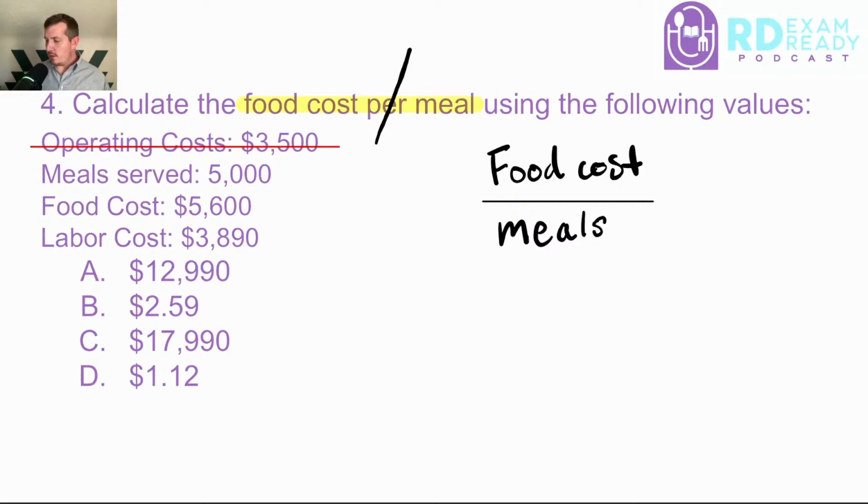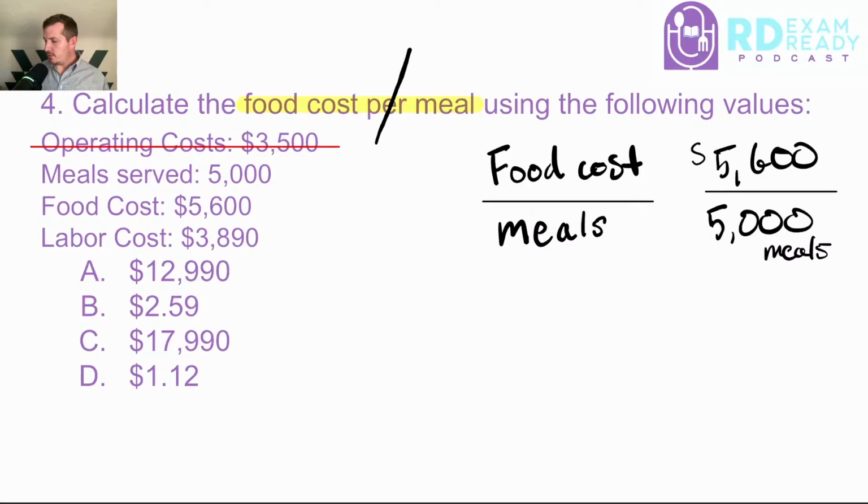Meals served. Well, I'm going to plug this in right below here because I need to know the food cost per meal. And I have 5,000 meals. So I'm going to keep that. Food cost, no, I need that. $5,600. Okay. And then labor cost. Do I need to include that in here? Not necessarily. Labor cost is going to be ruled out as well in this case. So I'm just left with those two numbers.